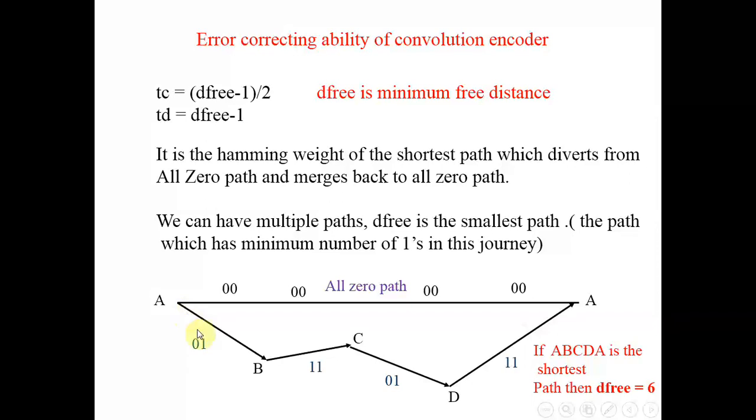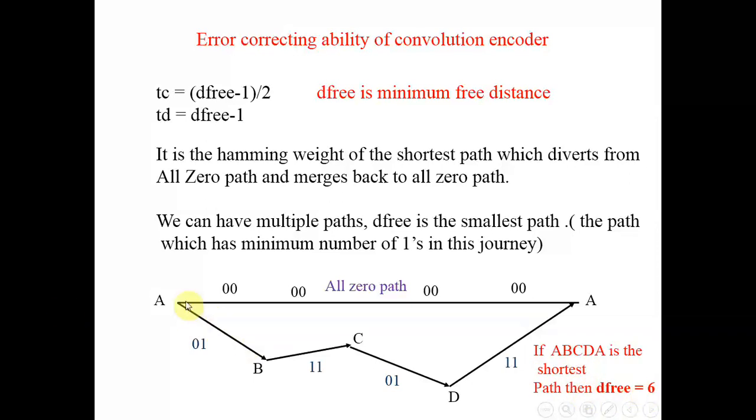So when I go from A to B, I am assuming that your output is 0 1. When you go from B to C, let's say the output is 1 1. So how many ones do I get for this path? 1, 1 plus 2 is 3, 3 plus 1 is 4, 4 plus 2 is 6. So this particular path has a weight of 6. Now you can have a number of such paths, and if this is the shortest path, in this case your D free will be 6.